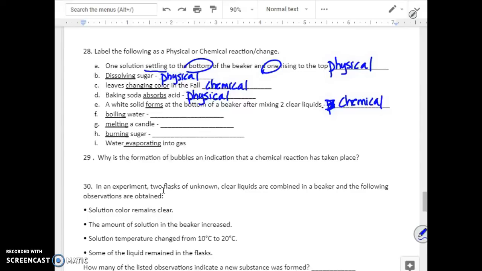Boiling water. It does create steam and stuff, and bubbles. However, it is just a change of state from boiling water. It turns into water vapor, which is a gas, and we can capture that and turn it back into liquid water. So that's going to be a physical change. Any change of state is physical. Melting is also going to be physical.